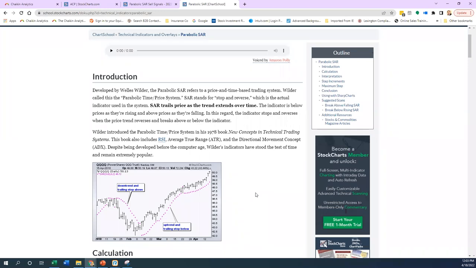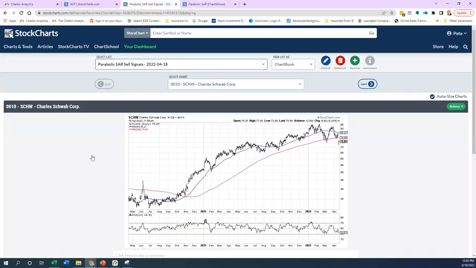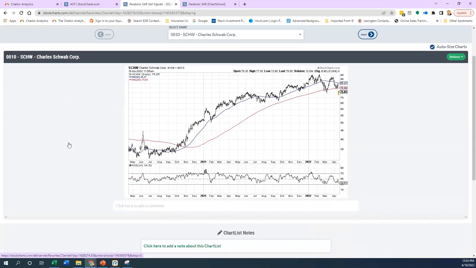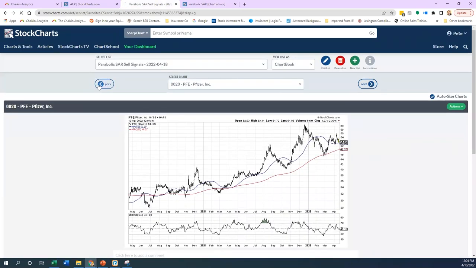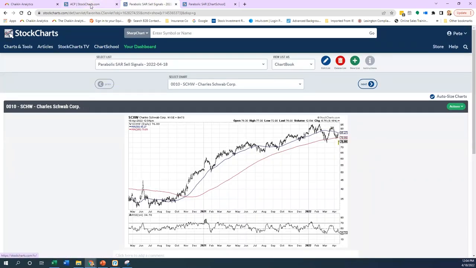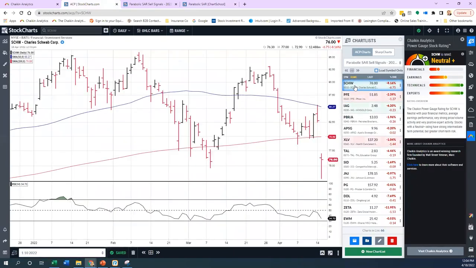All I'm doing is I ran a predefined scan for stocks that are breaking down, and I saved it as a list. Inside that list, I created a chart book. There's about 60 names in this list, and I sorted them in order of volume. So the first one is Schwab, and we'll take a look at that here. I saved it in here as well, so these lists should be in order.